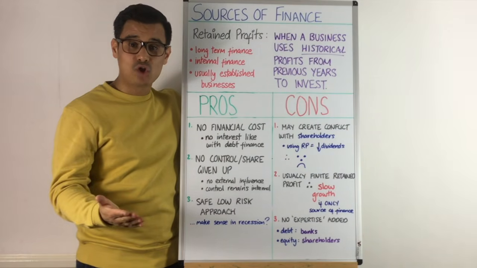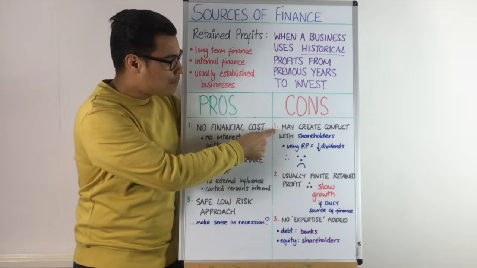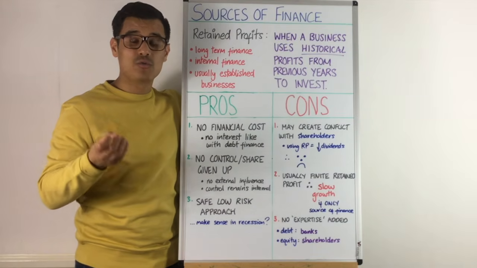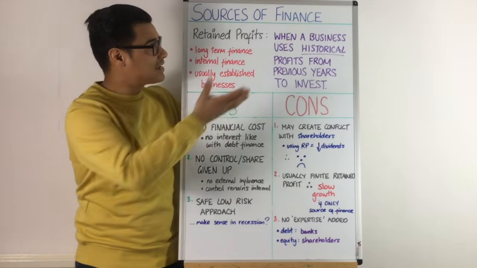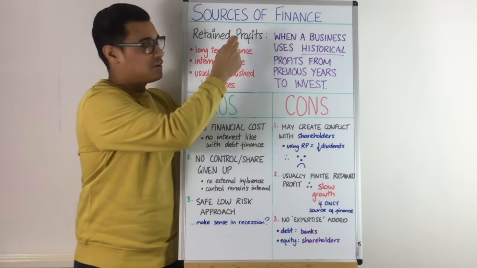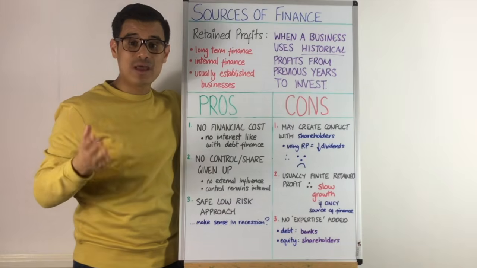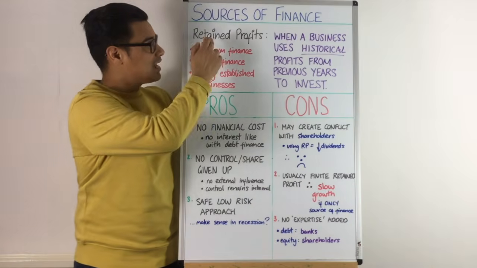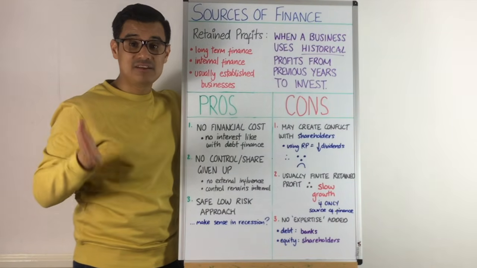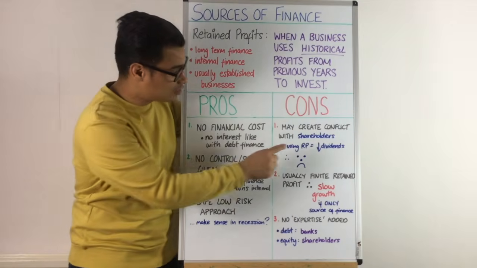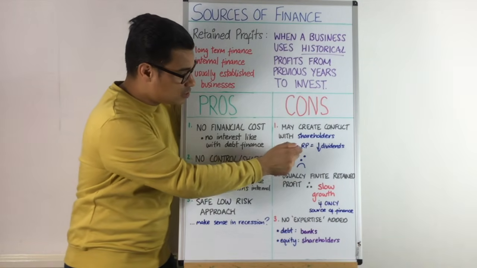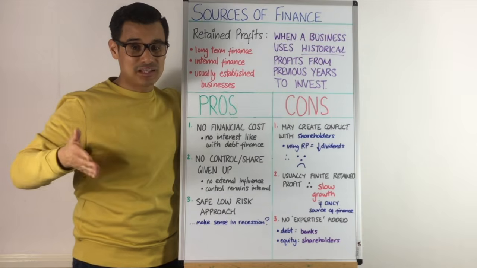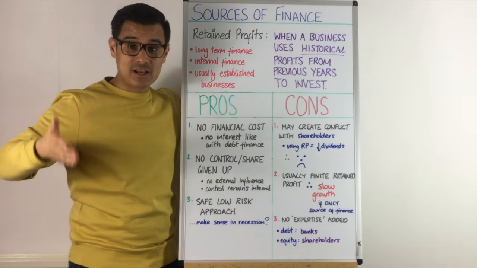In terms of the cons of retained profits, well, number one, it may create conflict with your shareholders. The reason is that you are taking money to invest from your retained profits, and retained profits is exactly where dividends come from. And dividends, that slice of the profits that shareholders get, well, if there's less retained profits, it might mean there's less dividends available to shareholders. And that will make shareholders very sad. So using retained profits is likely to mean less dividends and sad shareholders. It might be not that they're sad, but that they could be very angry, and that could create a conflict.